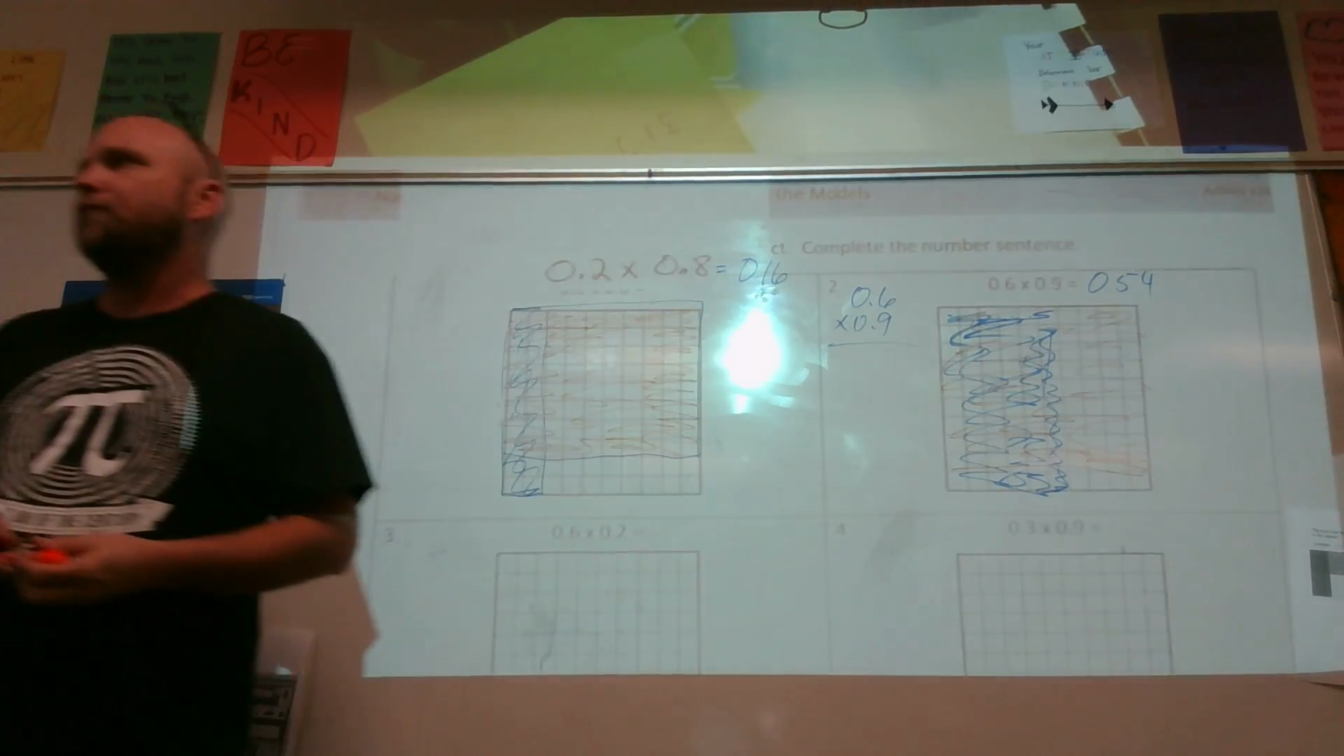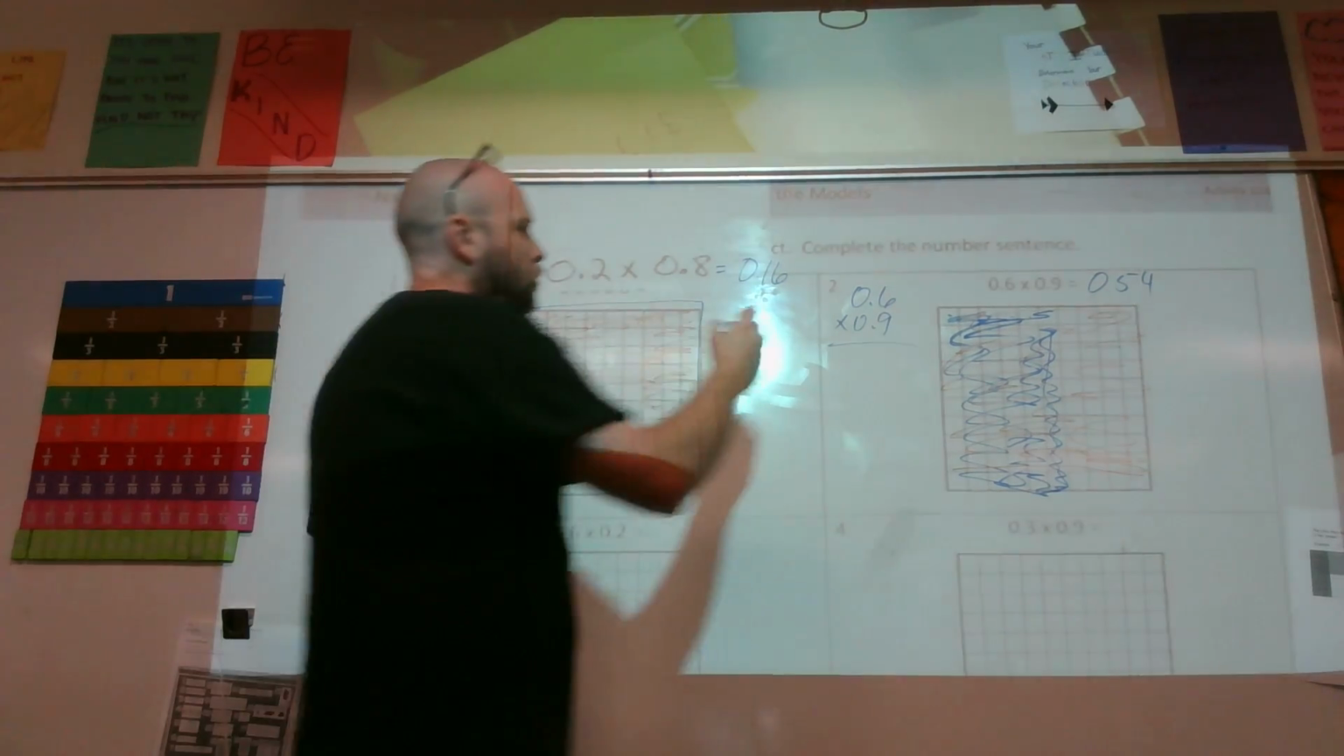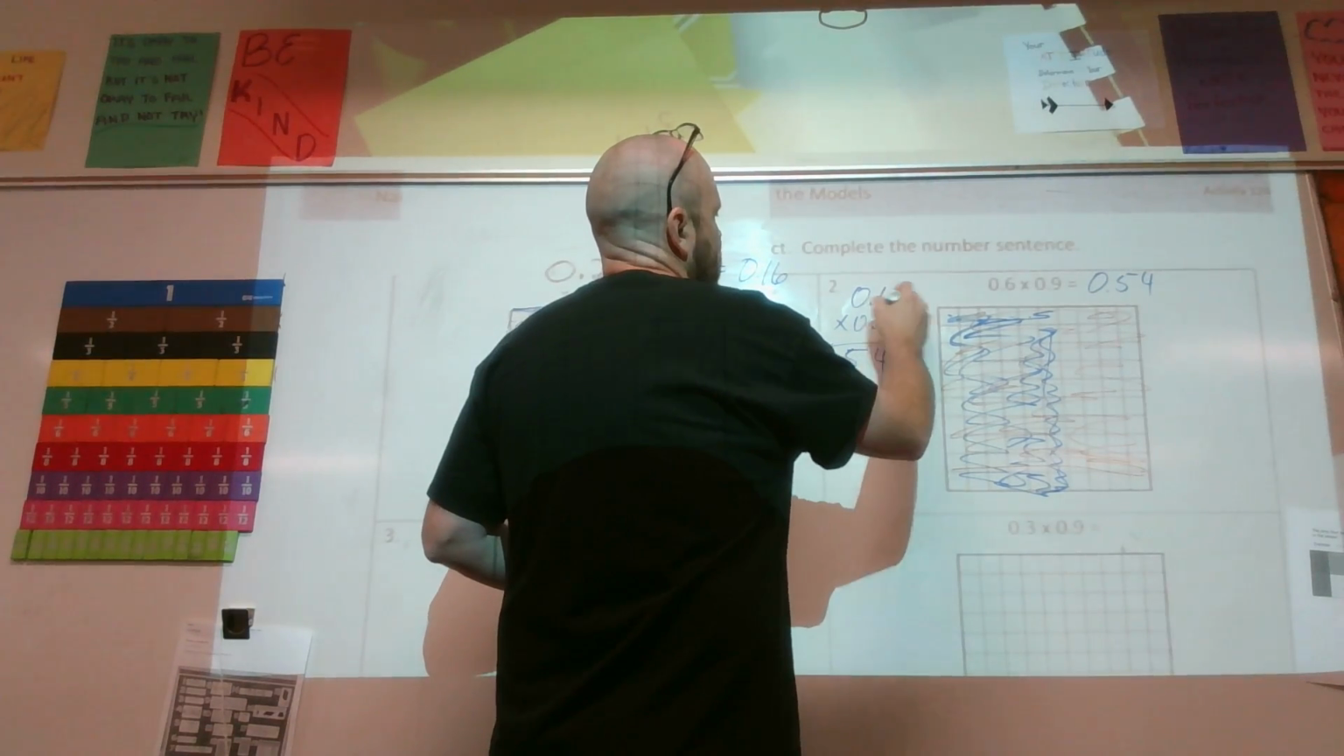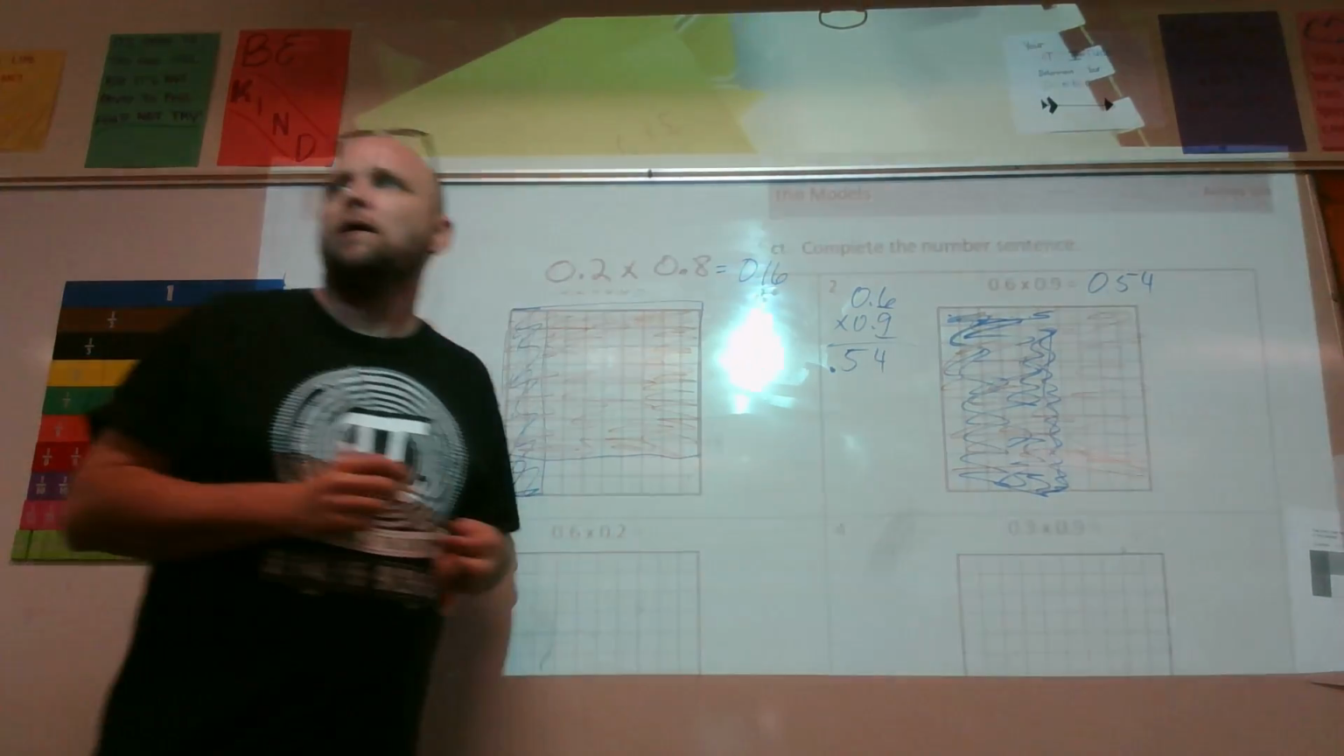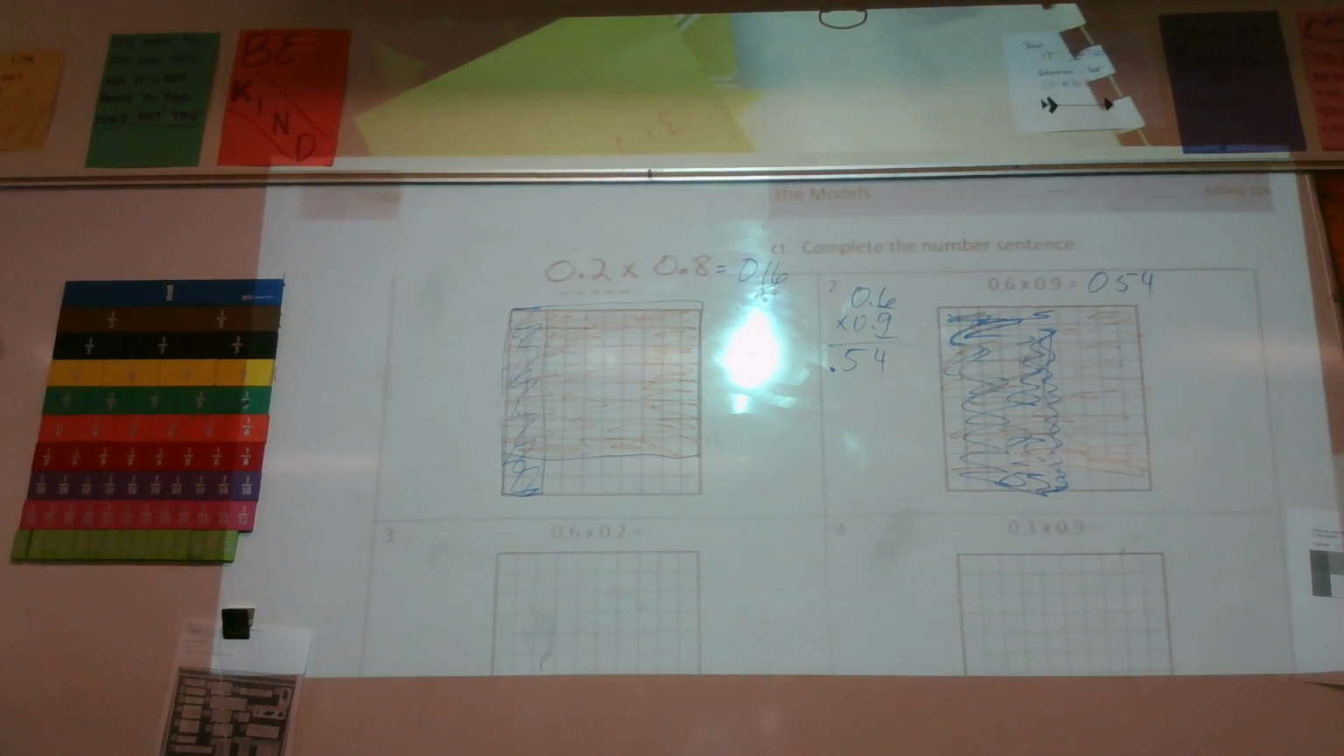You can do the math normally and just multiply it. Realize this is 54. There are 2 numbers behind the decimal point. But you have to recognize it if they give you a picture. And you saw some of this on our last test where they gave you a picture and said, what problem does this picture represent? So you need to be able to do this.